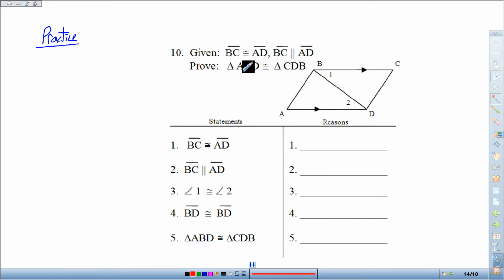Okay, so let's go through this pretty quick. BC is congruent to AD. There's our first statement that's been given to us. Okay, let's go ahead and show it. Here's side length BC. Here's side length AD. All right, there's nothing else we can do with that.